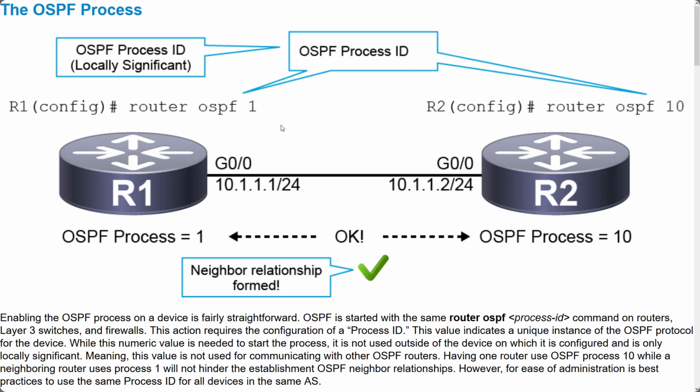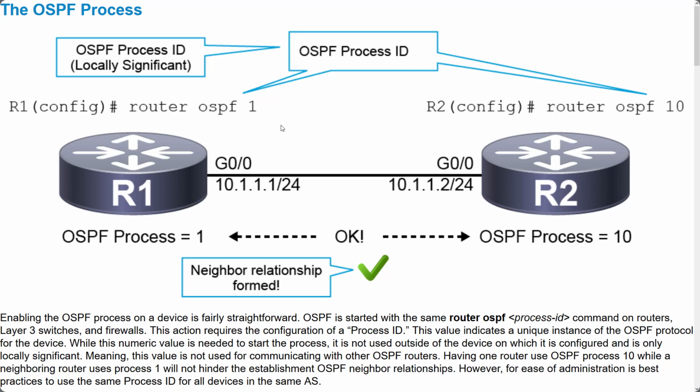So unlike EIGRP, where that number has to match, in OSPF, that number is locally significant, which means that you could potentially run multiple processes of OSPF on the same router. And you might do that if you're bridging 2 different OSPF domains together or whatnot. It's not very common, but you could do that. The point is that the process ID is locally significant, and it does not have to match.